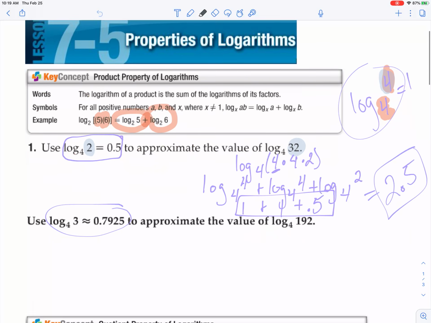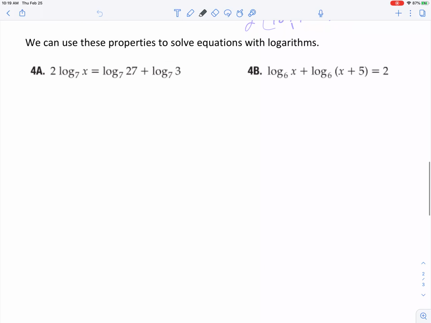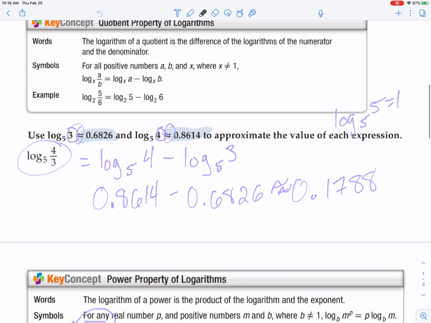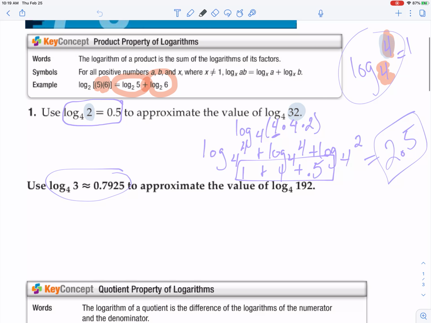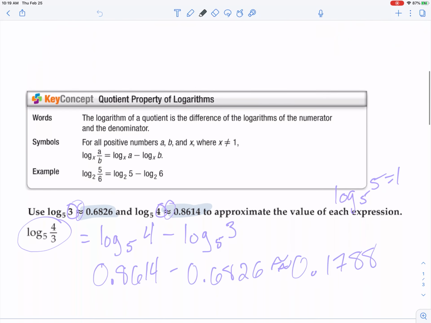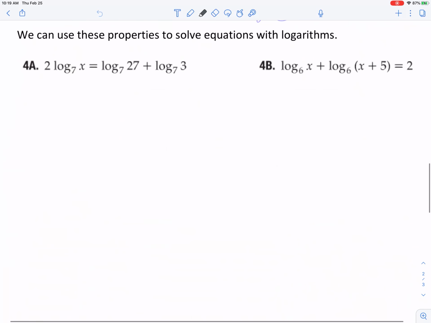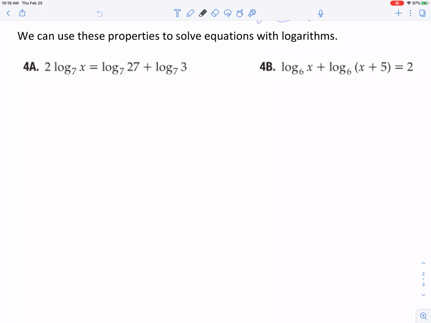Okay, more on using the 7-5 properties that we've learned to solve equations. So up here, we were separating the logarithm out. We started with one log, we turned it into two separate logs, recognizing that we can use multiplication. Multiplication can become addition, and the division can become subtraction. So down here, they're going to give us this addition.